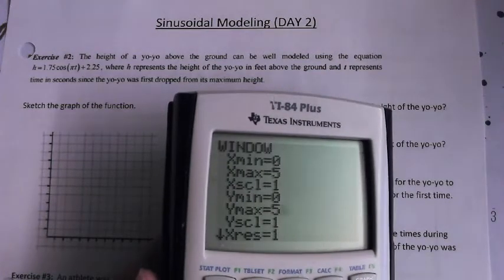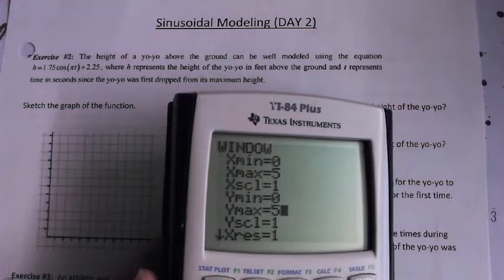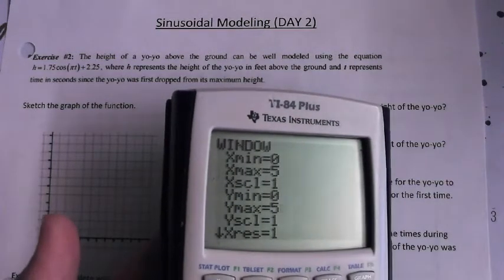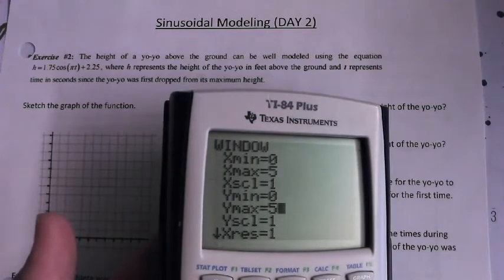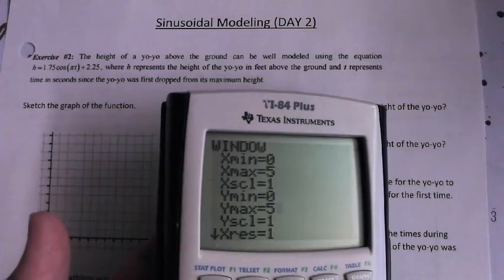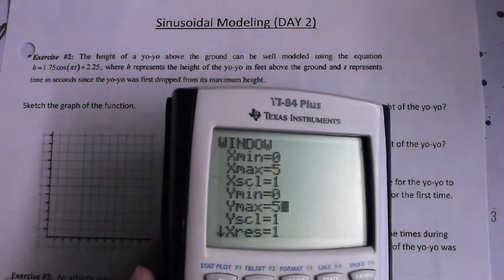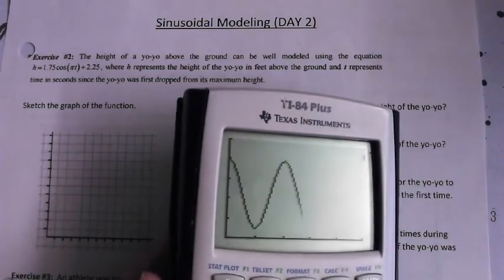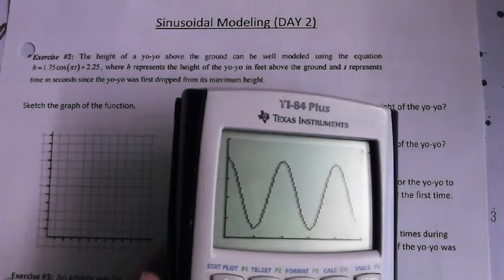So make sure you are in the ballpark first, because otherwise, if you are just hitting zoom fit, I know people like that, but it doesn't really work with word problems, because the calculator doesn't know what you're trying to hone in on. It doesn't know what this equation stands for. You do. So here we have a very good representation of what's going on.